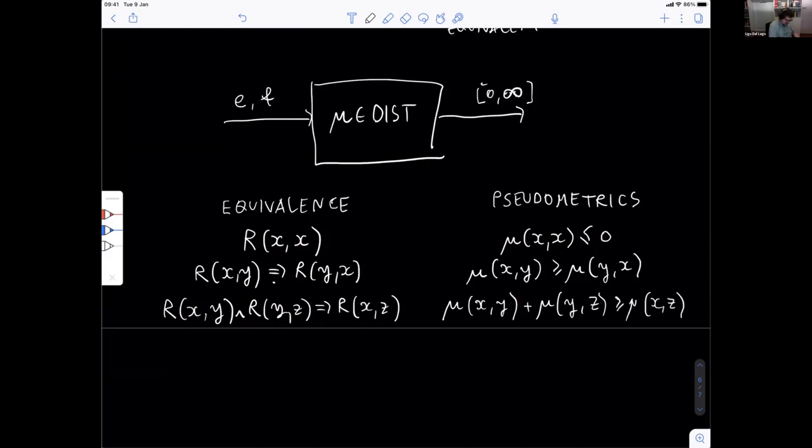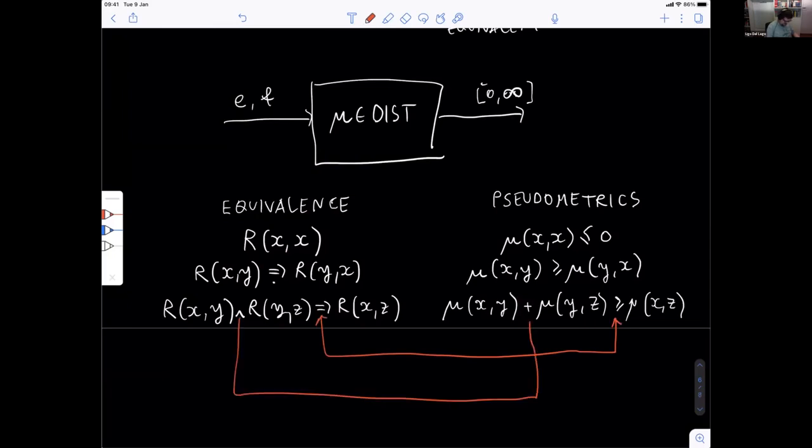You see that this shows that there is some parallelism. Parallelism between the logical AND and the plus, a parallelism between logical implication and the greater or equal relation between values. And, if you like, an implicit parallelism between the fact that something must hold and that it is conceivable.